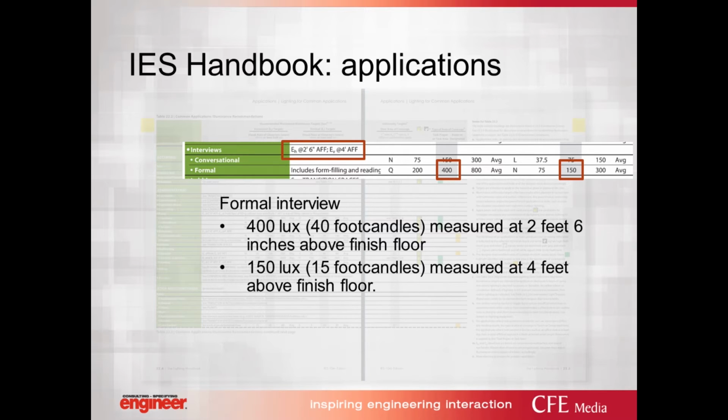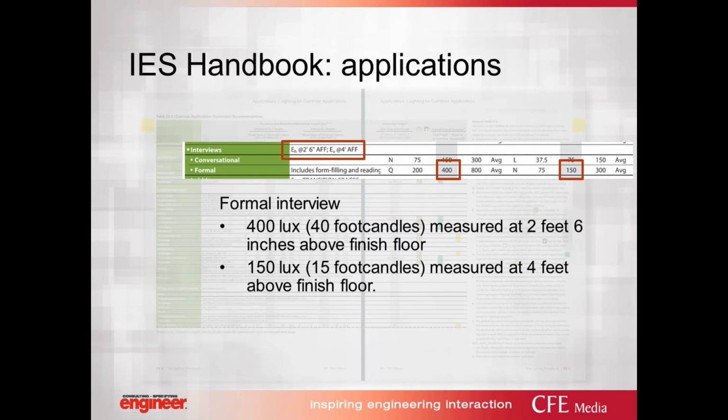So here's interviews. They give the horizontal work plane as well as the vertical work plane. In this case, we're looking at a formal interview space, which is recommending about 400 lux. Lux, without going into the detailed math of it, is about 10 times as high as foot candles. So in this case, we would assume we're looking at about 40 foot candles at 2 foot 6 inches above finished floor. And then they also give the vertical recommendations. So we want to look vertically at 4 foot above finished floor and make sure we have about 15 foot candles or 150 lux.